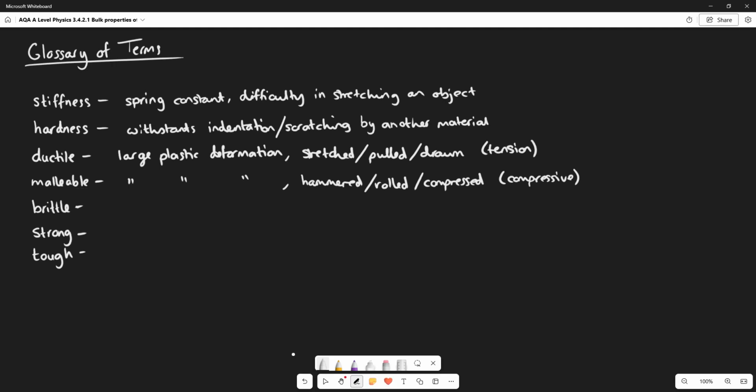Hardly at all. Brittle materials experience almost no plastic deformation and fracture at the end of their elastic region. Materials like glass and ceramics. The terms strong and tough also refer to similar properties, the ability to withstand large forces.